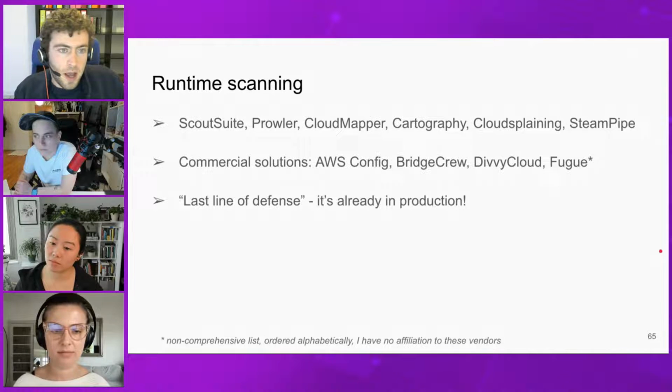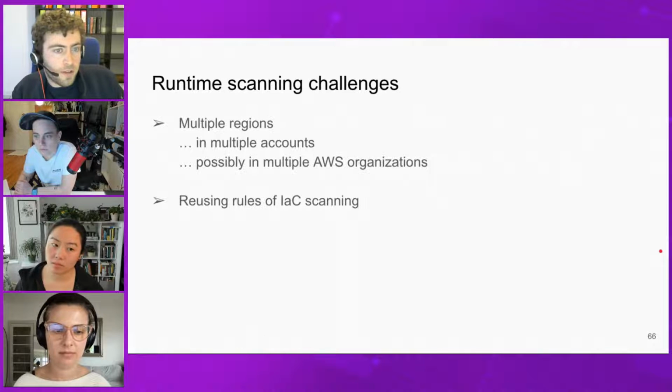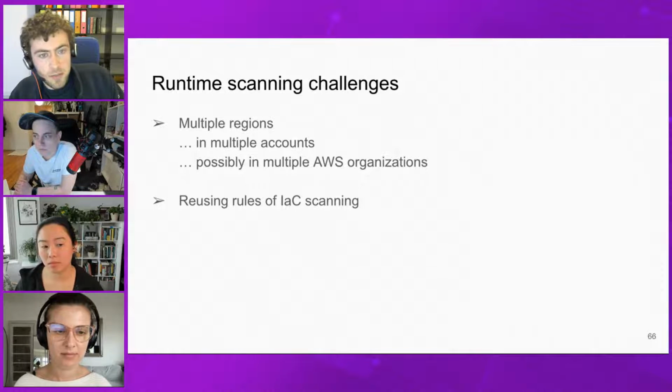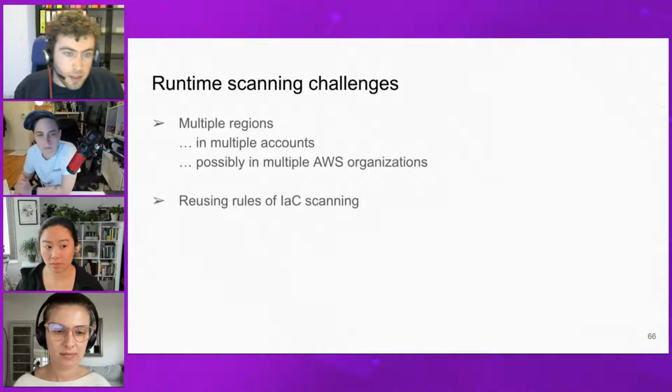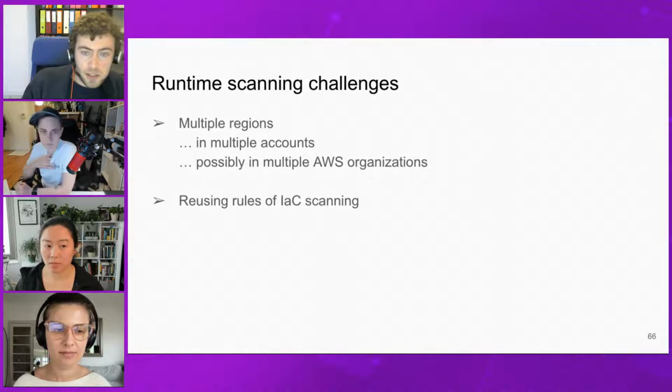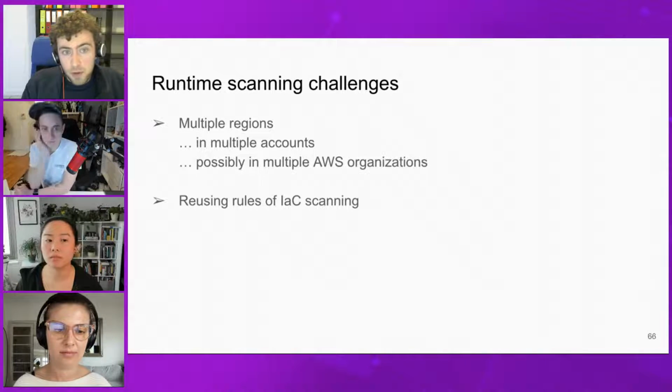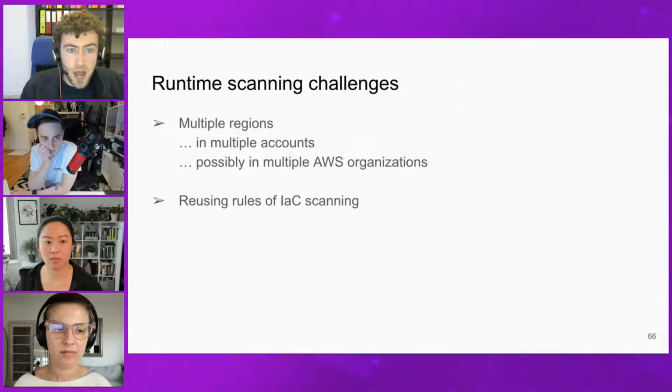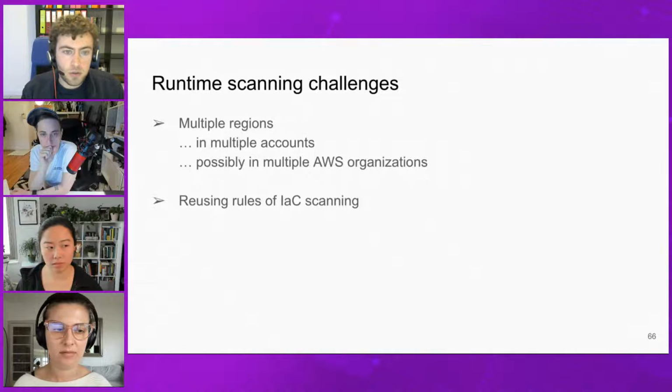In terms of challenges here, what we have mainly is the regions and the accounts. In AWS, we have a lot of regions in multiple AWS accounts, sometimes in multiple AWS organizations. And the runtime scanning tools, sometimes they only manage a single region, a single account, and changing to orchestrate that across the whole thing.